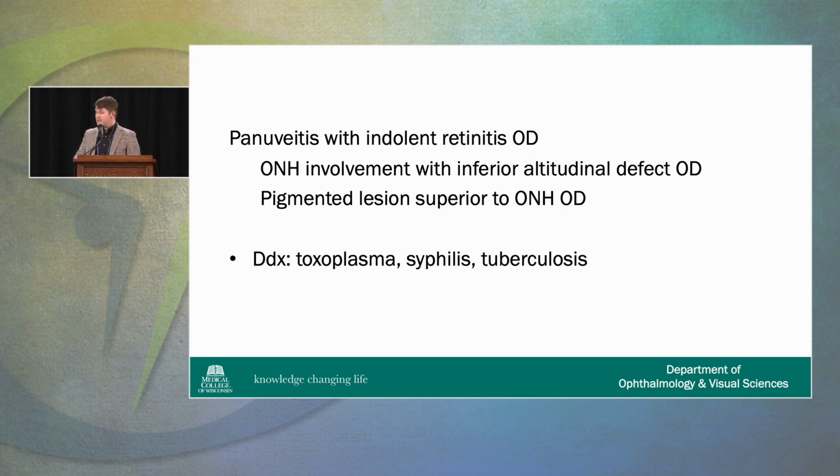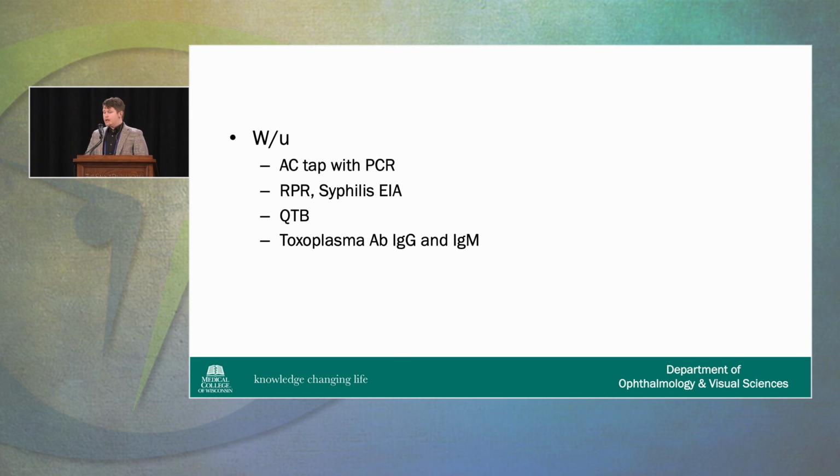Could be syphilis, could be tuberculosis, could be another inflammatory process, but much less likely. The reason I didn't put viral up here is because she should be blind by now if that was a virus. So workup, we would do an AC tap with PCR, but we know this patient already had one, an RPR with the syphilis EIA that I was talking about, QuantiFERON, and then check for toxoplasma antibodies in the blood.